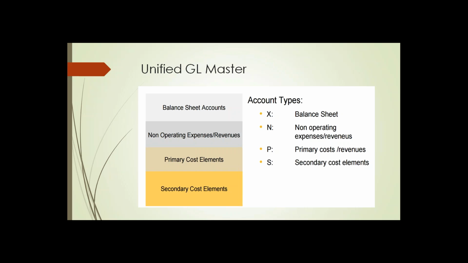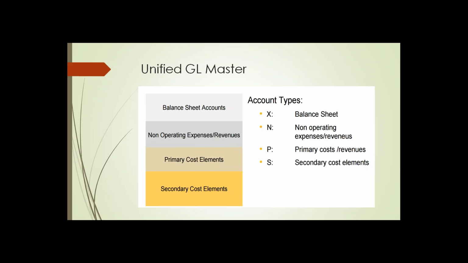In the last slide, what I said is you now have the common master for your general ledger account and the cost element. To make this happen, there is an additional field called account type in my master data. This account type controls whether it is my balance sheet account, my primary cost element, secondary cost element, or an expense or revenue account which is not relevant to my normal operating transactions, so non-operating expenses and revenues.